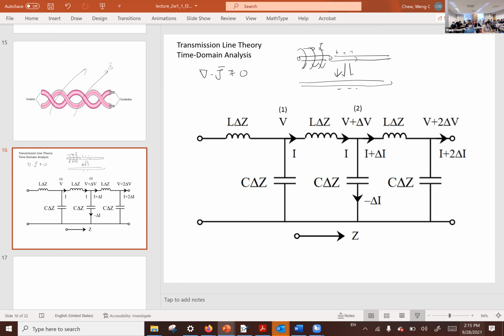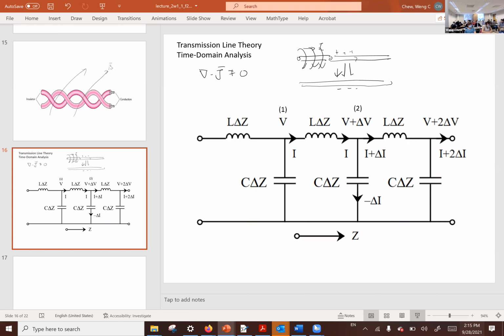So the proper way to model these two pieces of wire is as a concatenation of inductors and capacitors. This is called the lumped element model. So this makes sense to people. There are two more modelizations.